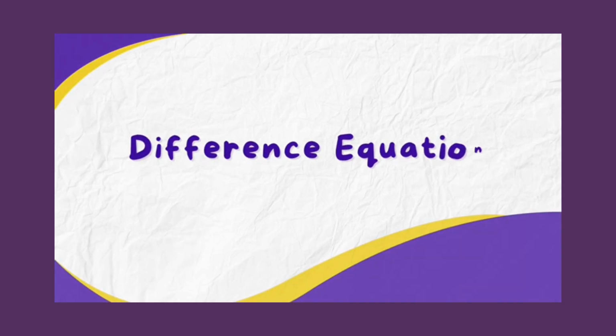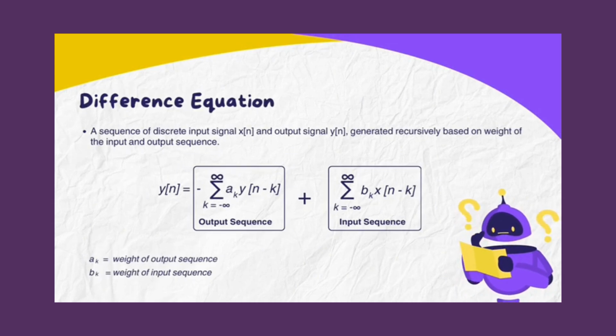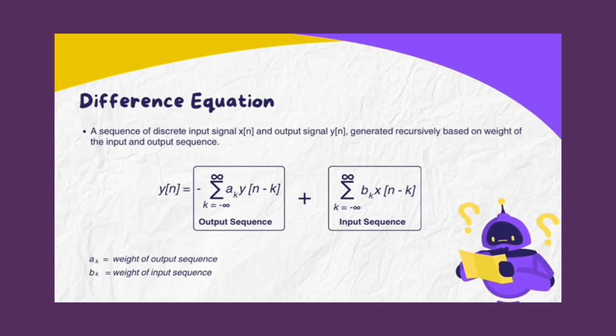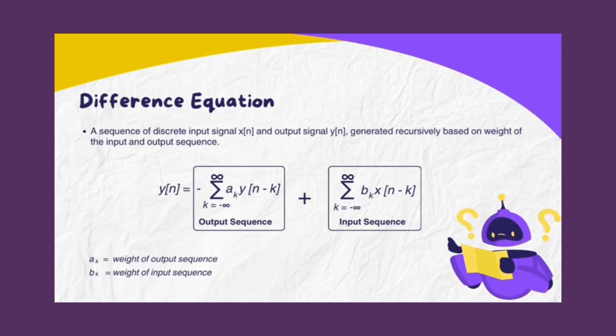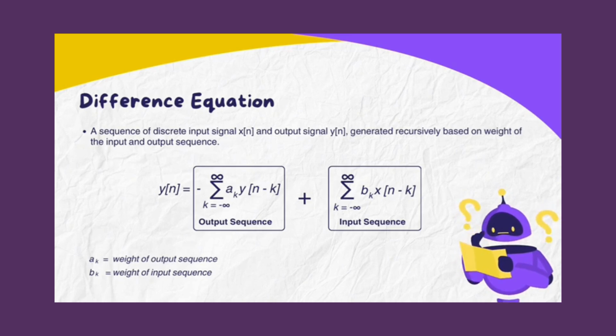What is a difference equation? A difference equation is a mathematical way to describe how a system changes over time using a sequence of input and output values. It tells you how to calculate the current output by looking at previous outputs and current or past inputs. Imagine you have a signal going into a system. This is called the input signal. The system processes this signal and gives you an output signal. The difference equation explains how the system creates each new output value by combining two things. 1. Previous outputs, each multiplied by a specific weight, how important that previous output is. 2. Current and previous inputs, each also multiplied by a specific weight.